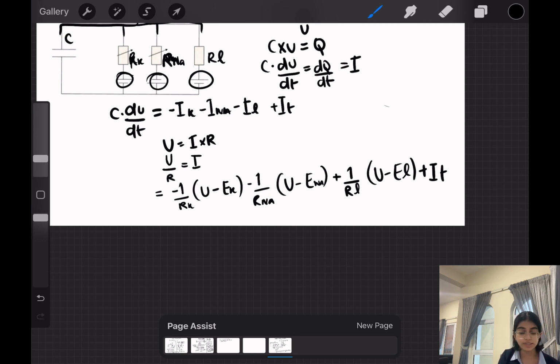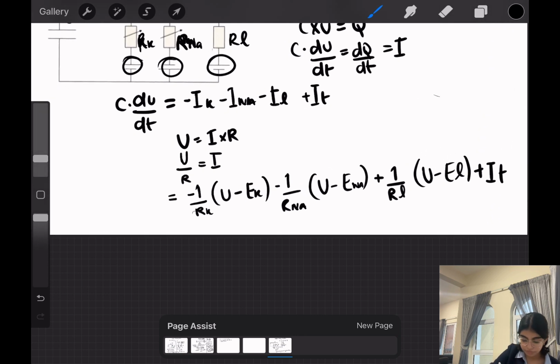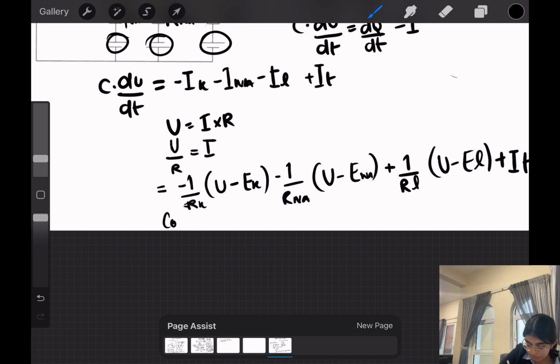However, the difficulty was that the resistors K and NA are not constants, they're variables. When a channel is open, the ions can pass through it, but even if the channel is open, it has some finite width, which means that it still has some resistance. So moving on, one type of resistance is called conductance, which is denoted as G and is the reciprocal of resistance. So G equals 1 by R.